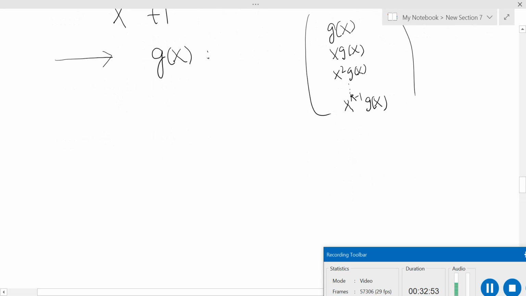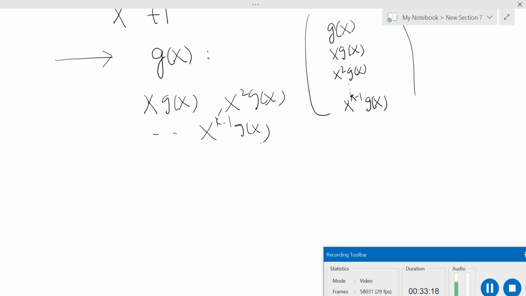Right now you just remember this fact, and later on when we do one example, it will become very clear. So given g of x, you have to multiply x with g of x, then x square with g of x, and then x to the power k minus 1 with g of x, and then take the coefficients of all of these polynomials and form a matrix of them, and you will get this generator matrix.